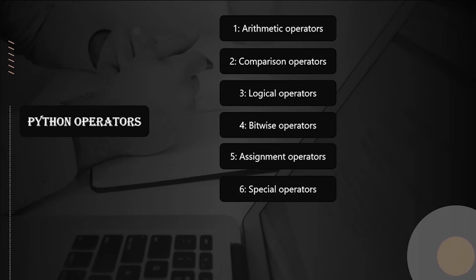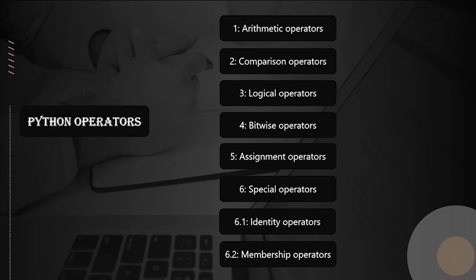Next, we have special operators. The Python language offers some special types of operators like the identity operator and the membership operator. So let's see what they are. First is the identity operator. is and is not are the identity operators in Python, and they are used to check if two values or variables are located in the same part of the memory. Two variables that are equal does not imply that they are identical.